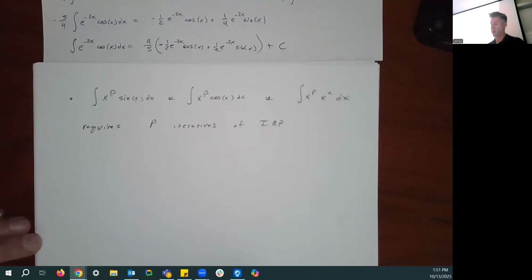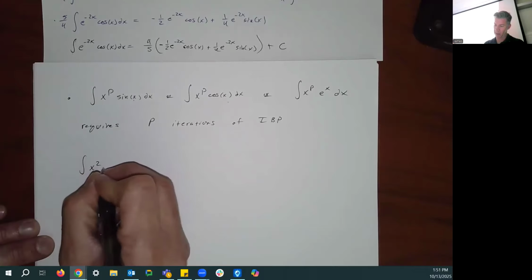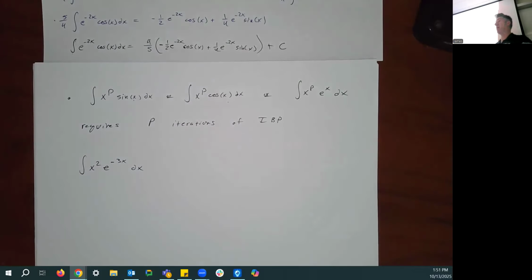So for example, if I said I want to find the integral of x squared times e to the negative 3x, I already know I'm going to have to do integration by parts twice. Unlike the previous problem, it's not going to be like the same integral shows up again. It's just a straightforward integration by parts twice.